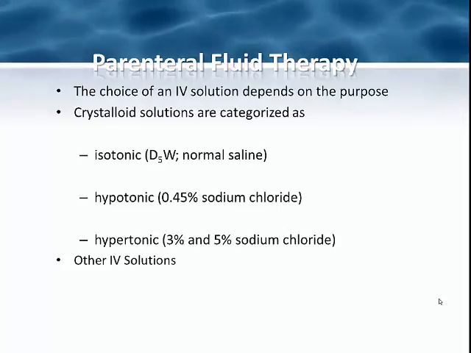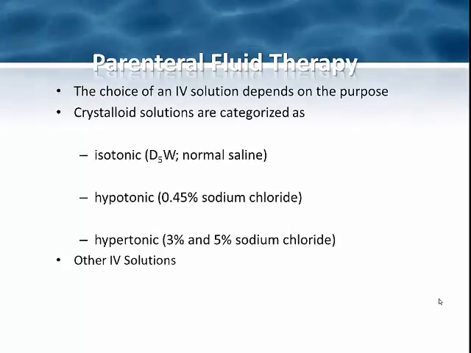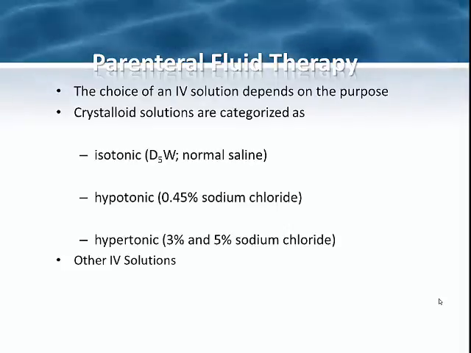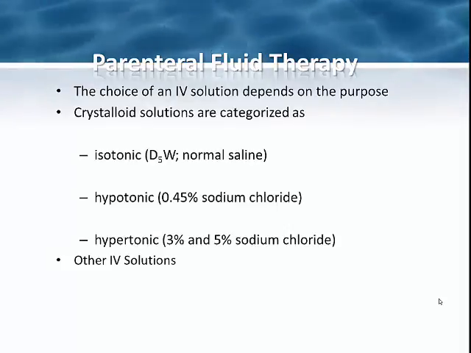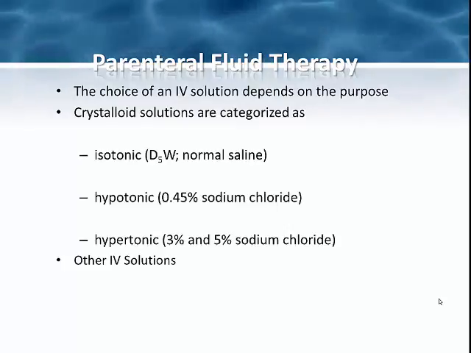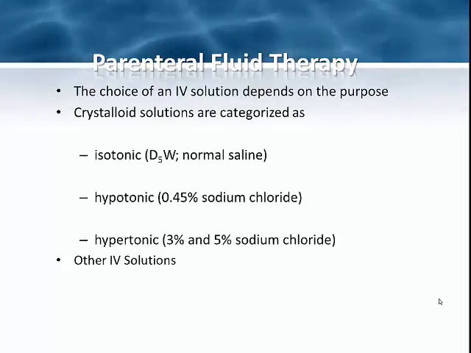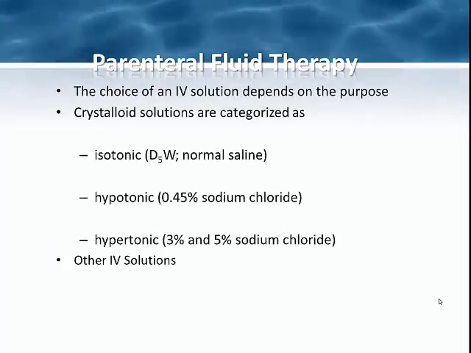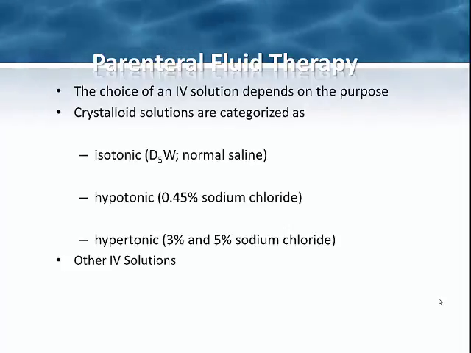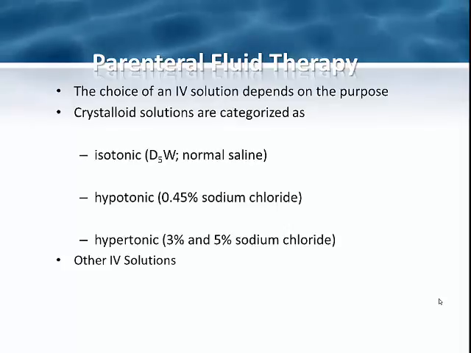The final kind of solution is hypertonic. And a hypertonic solution has more colloids in it than solute. Examples are D5 normal saline, D5LR, D50, and the 3 and 5% sodium chlorides. These hypertonic solutions would be difficult to give IV push, especially if we're talking like the D50.